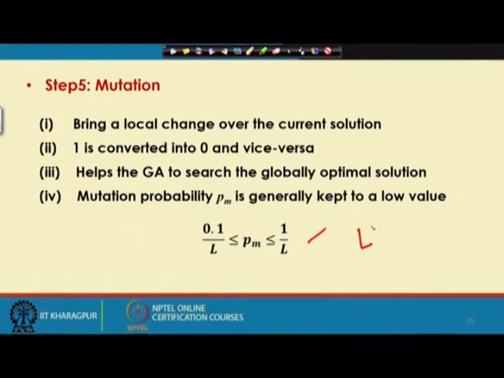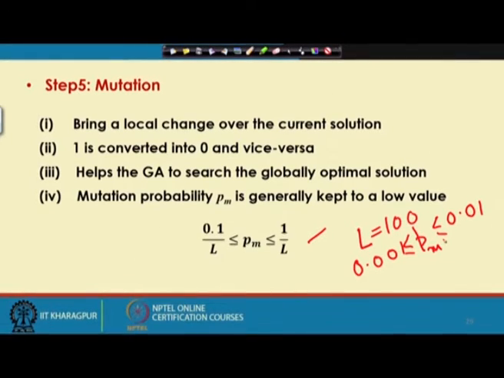Now, supposing that this L is equal to 100, there are 100 bits in the GA string. Here, 0.1 divided by L is nothing but 0.001, and 1 divided by L is nothing but 0.01, and this particular PM should lie between these. So, the PM should lie between 0.001 and 0.01. Generally, as I told, we keep the value of this mutation probability low, we just select a low value.